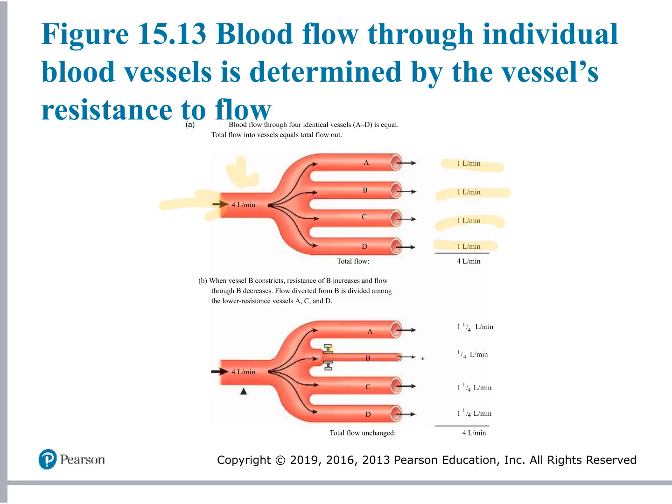Now, let's look at what happens if one of those blood vessels is constricted. Vessel B in this picture has been constricted, so now it has less blood going through it. We still have 4 liters of blood going in, but now the amount of blood coming out of B is only 1/4 of a liter. The other blood vessels will compensate, so there will be more blood coming through vessel A, more through vessel C, and more through vessel D. So vessel B may be vasoconstricted, but A, C, and D will be vasodilated, so that the amount of blood going through this system stays the same.